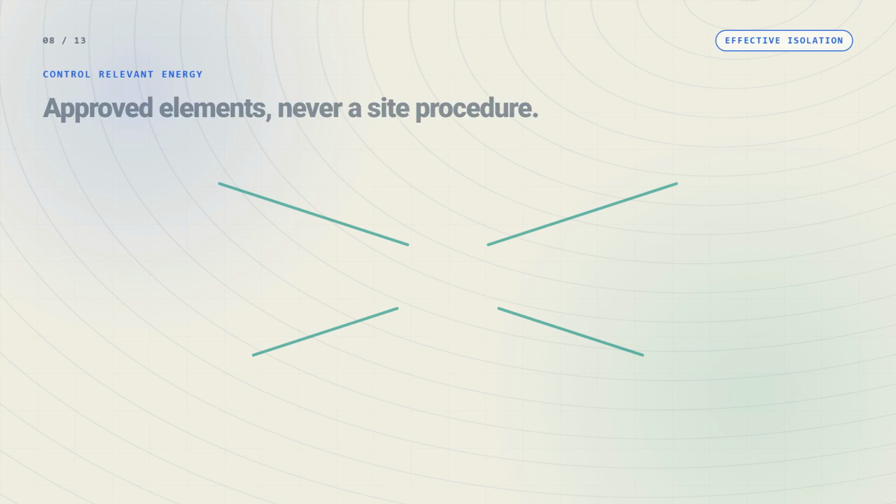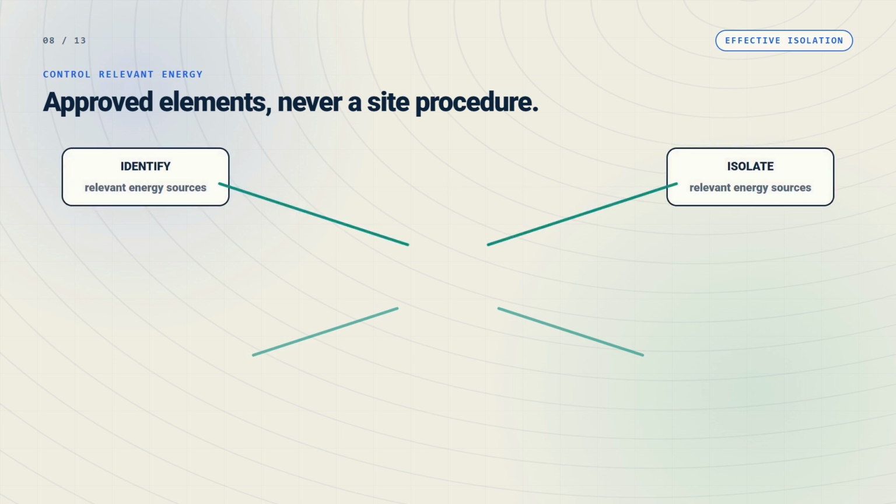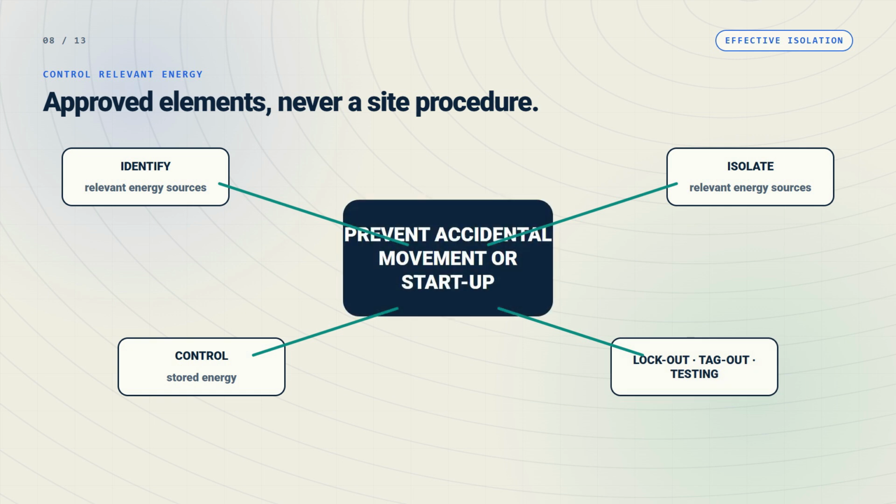An effective isolation procedure identifies and isolates relevant energy sources, controls stored energy, and uses lockout, tagout and testing to prevent accidental movement or startup. The diagram is deliberately non-procedural. It does not show isolation points, a lockout sequence, a test method, a zero-energy decision or permission to work on plant. Those decisions must not be taken from this video.